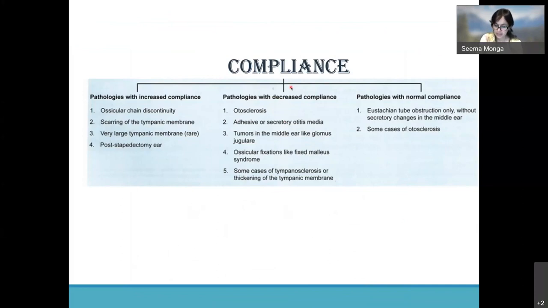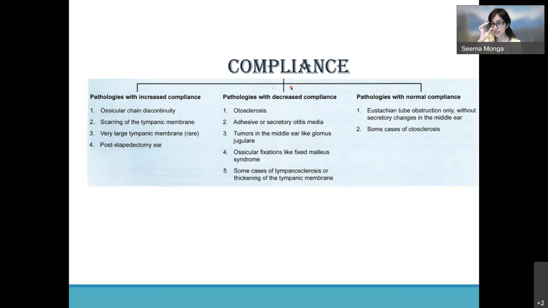What are the conditions that lead to increased stiffness? Like otosclerosis, fixed malleus syndrome, or a tympanic membrane that has become very stiff because of tympanosclerosis or adhesive otitis media. Again, the compliance will be reduced. Or there is a lot of fluid inside the ear, compliance will reduce.